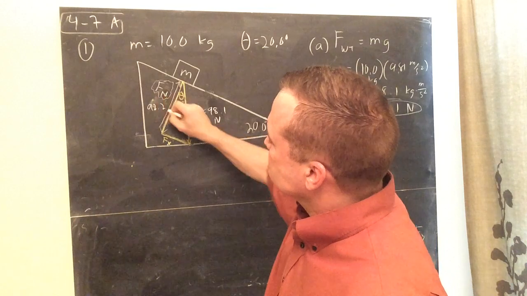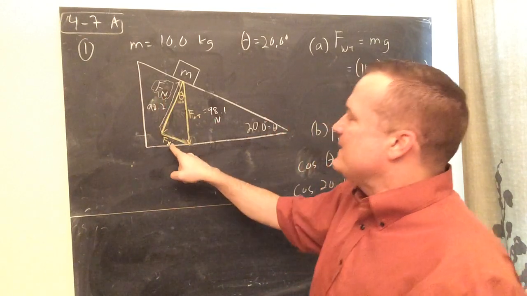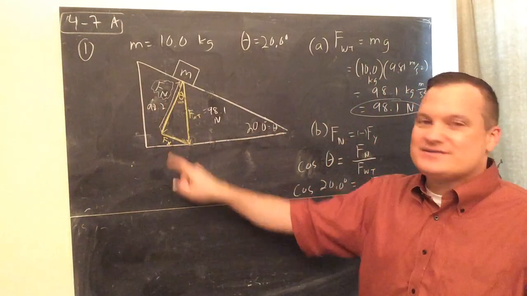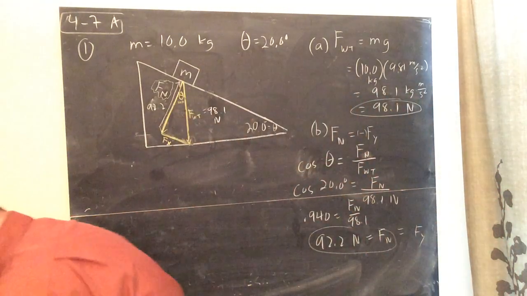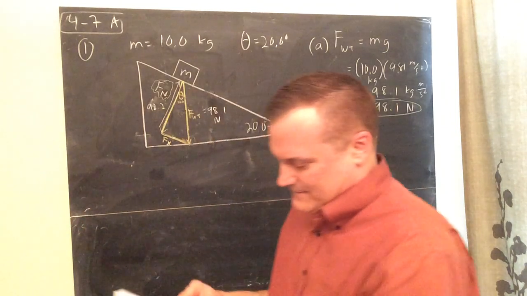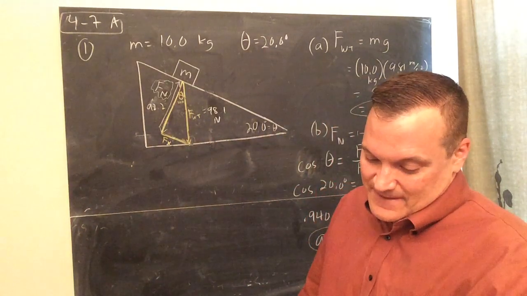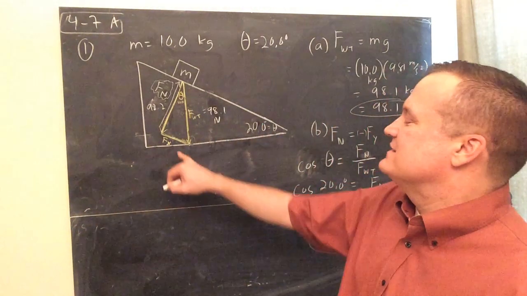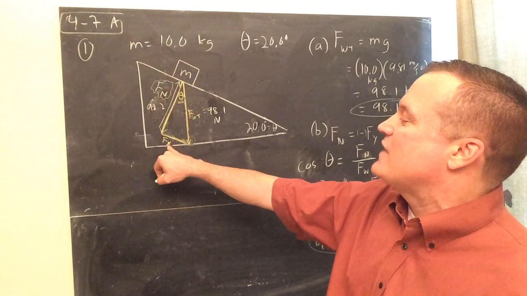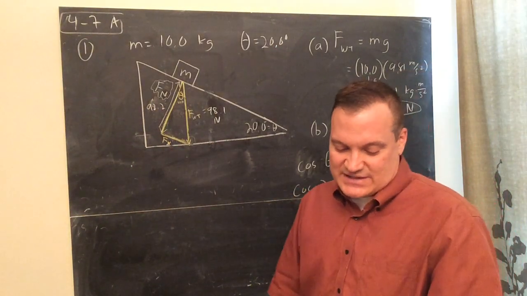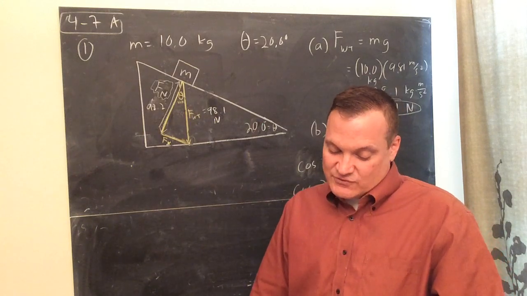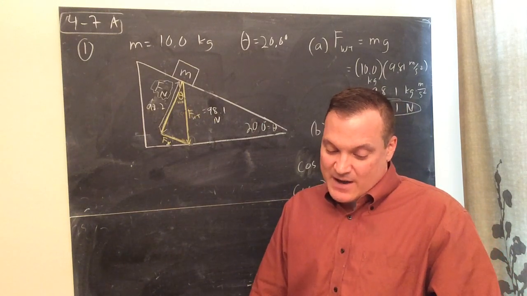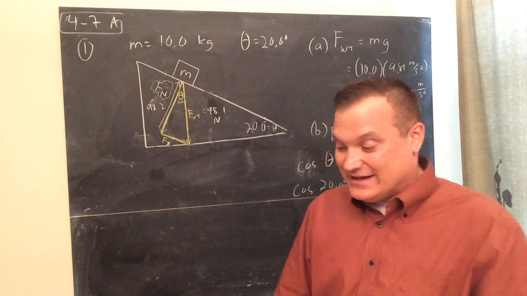92.2 is this side. And then there's one thing left to find, which is Fx. There's a couple of ways you can find it, but let me read the question. What in the world is Fx? Okay, letter C. There's at least two ways you can describe Fx. Look at letter C's question. It says: calculate the minimum force required to keep the box from sliding down the incline.